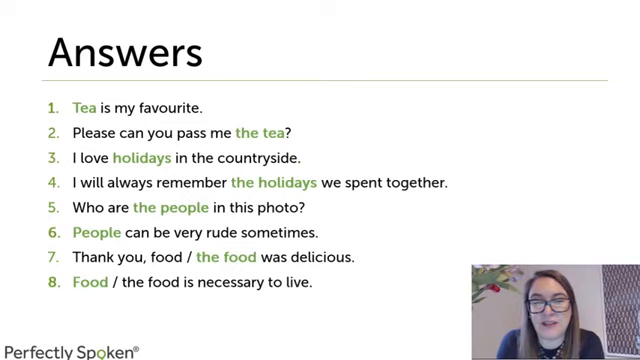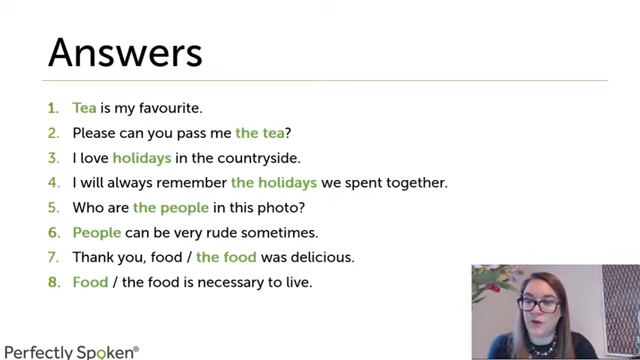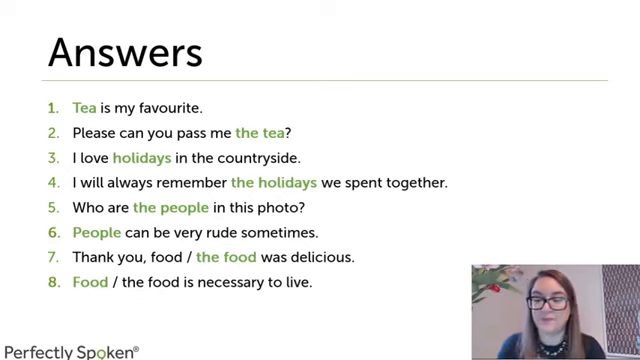But number 6 is a general statement. People can be very rude sometimes. Number 7, thank you, the food was delicious. I'm talking about the food on the table. But number 8 is a general statement. Food is necessary to live. So again, I think quite clear here and very similar to the first set of examples we looked at. General statements, zero article. If I'm talking about a specific group or a specific item, then I need to use an article.